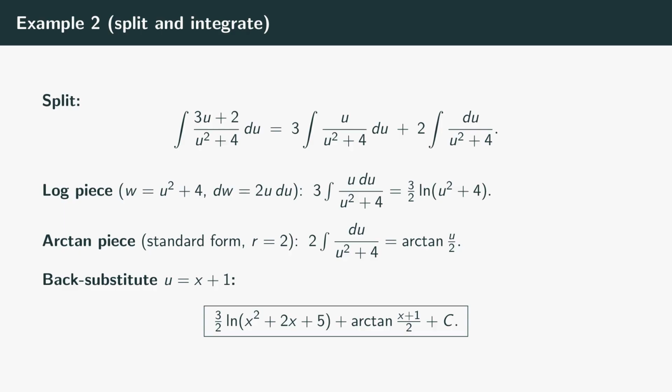Back substitute u equals x plus 1. Then u squared plus 4 equals the quantity x plus 1 squared plus 4 equals x squared plus 2x plus 5. Back to the original denominator. And u over 2 equals the quantity x plus 1 over 2. Final answer, 3 halves the natural log of x squared plus 2x plus 5 plus arctangent of the quantity x plus 1 over 2 plus c. 1 rational function, 1 decomposition, 1 logarithm, and 1 arctangent. The 2 basic antiderivative species of the quadratic case both showing up in the same problem.